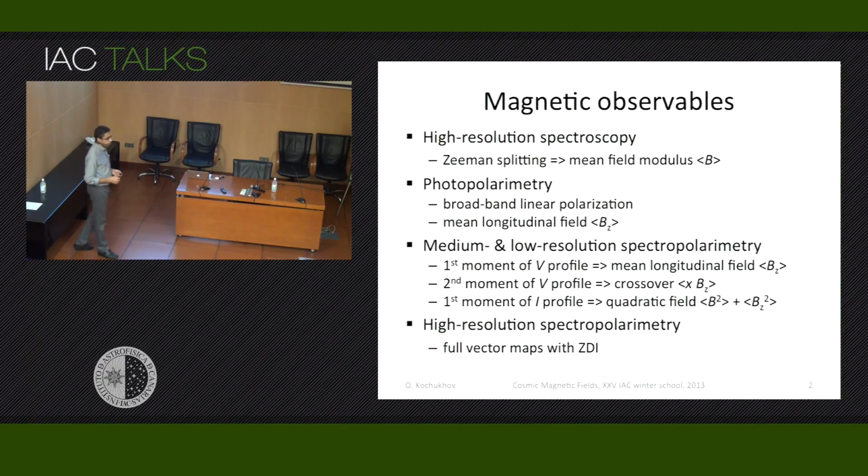And then one can also look at signatures of Zeeman broadening and try to relate the width of the Stokes I line, so the simple unpolarized spectrum. Different lines have different magnetic sensitivity, and therefore they are broadened in different ways by the magnetic field. And that can be formalized in terms of this observable, the so-called quadratic magnetic field, which is actually a sum of the average of B squared plus the average of Bz squared.